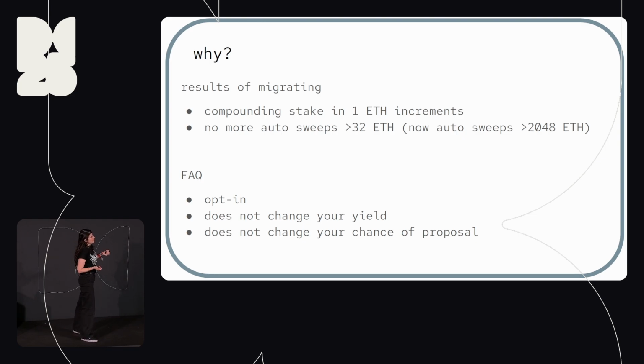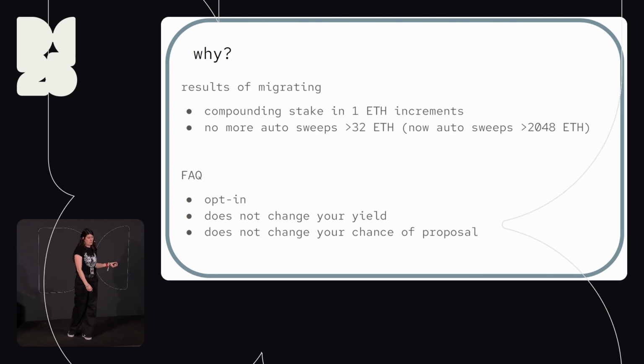So for an individual node operator, the result of migrating is that you compound your stake in 1 ETH increments instead of having to wait for another 32 ETH. For a solo staker, this is actually quite significant. If you have 32 ETH, you can stake, but if you have 31 more ETH, up to 50% of your capital is not currently productive, and you have to wait to get that one more ETH to be able to create a new validator.